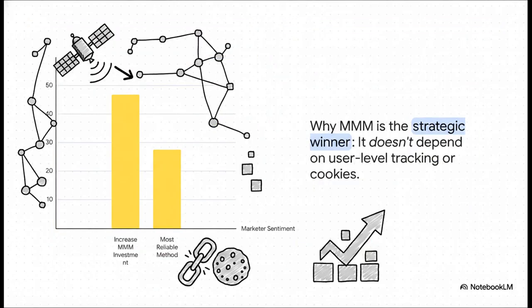And this is exactly why MMM, that satellite view, is really becoming the strategic tool of choice. As all those privacy changes make tracking individuals harder and harder, look at this. Almost half of all marketers are planning to increase their investment in it. And more than a quarter already call it their most reliable method, because it gives them that clear, strategic view, even in a world without cookies.